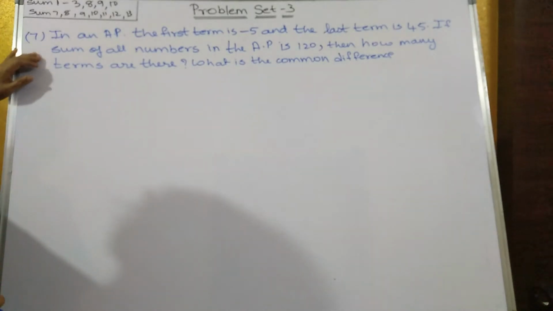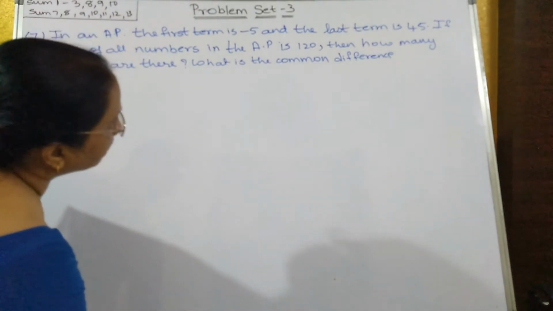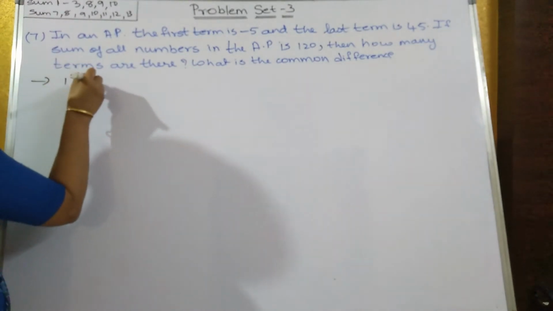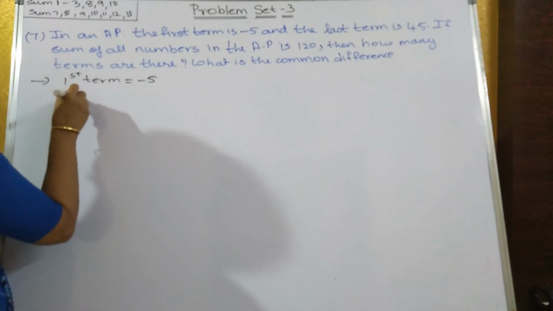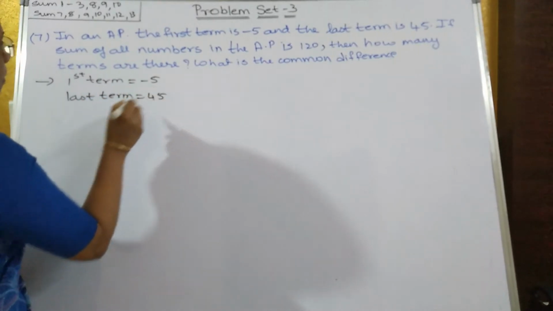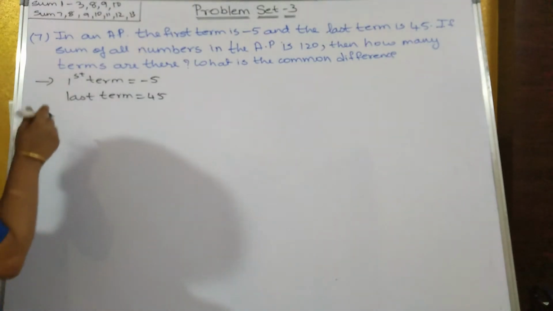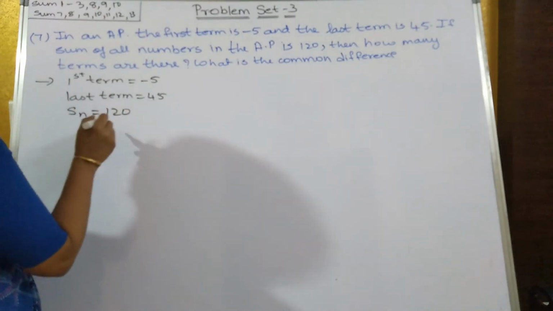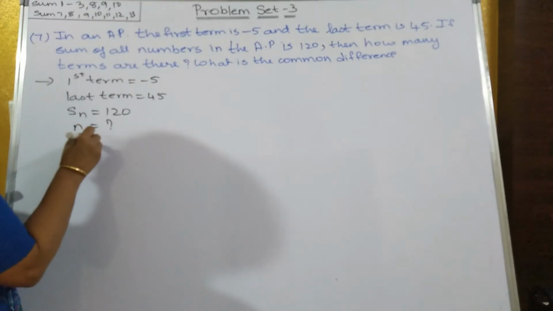Now sum number 7. In an AP, the first term is minus 5 and the last term is 45. So first term is equal to minus 5 and last term is equal to 45. We have to find the sum of all the numbers in the AP. If the sum of all the numbers in the AP is 120, so Sn is equal to 120, we have to find out n. N is equal to question mark, and we have to also find out the common difference.